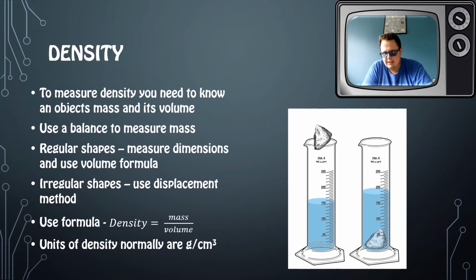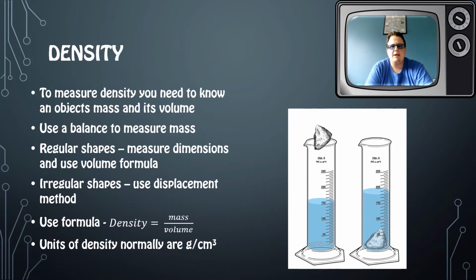In this case, it's gone up to 180 millilitres. The difference between those two, the displacement, is the volume of our object. So in this case, 30 centimetres cubed. Alright, so that's an important way. You can also talk about the Eureka can method.